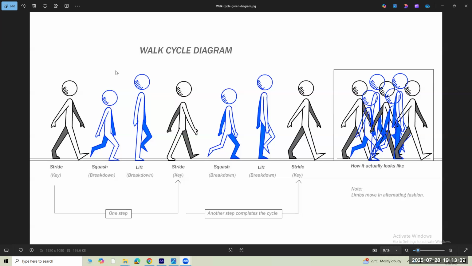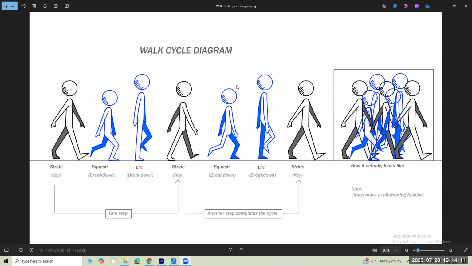The squash basically is the lowest point in the walk cycle animation. Okay. And basically, the squash serves as an anticipation towards the lift. And basically, the lift is the highest point in the walk cycle animation. Now, of course, this process is repeated on this side right here. Okay. We have the second squash right here. This is the first squash, and this is the second squash.